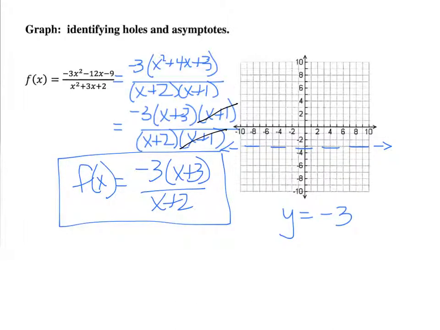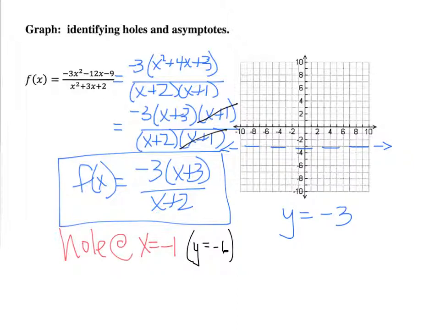Now let's go back. Here was my hole. Where? At x equals -1. If I have a hole at x equals -1, then I have to plug -1 into the new function. If I plug it in my old one, it's undefined. You have to plug it in the new one. Put -1 in for both of these x's. When you do that, you get that y is equal to -6. So where x is -1 and y is -6 is a hole on the graph. So go back over here at -1, -6, and draw a hole.